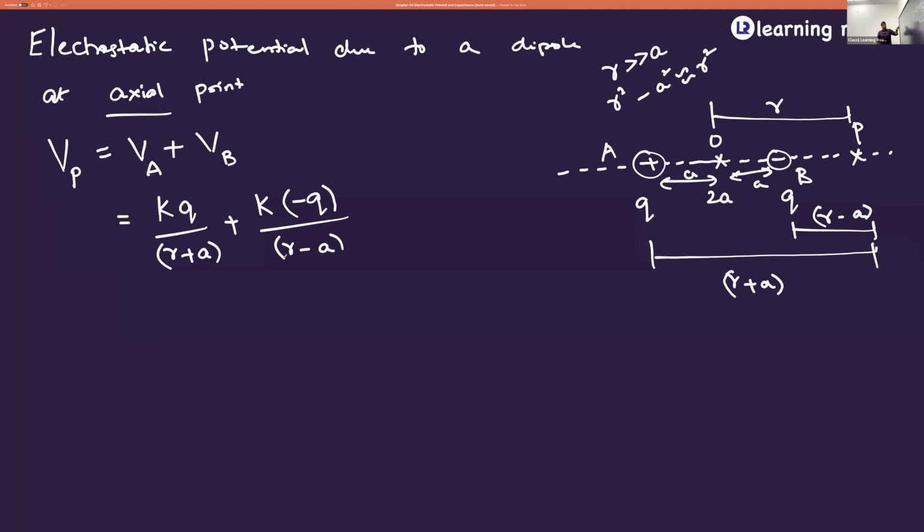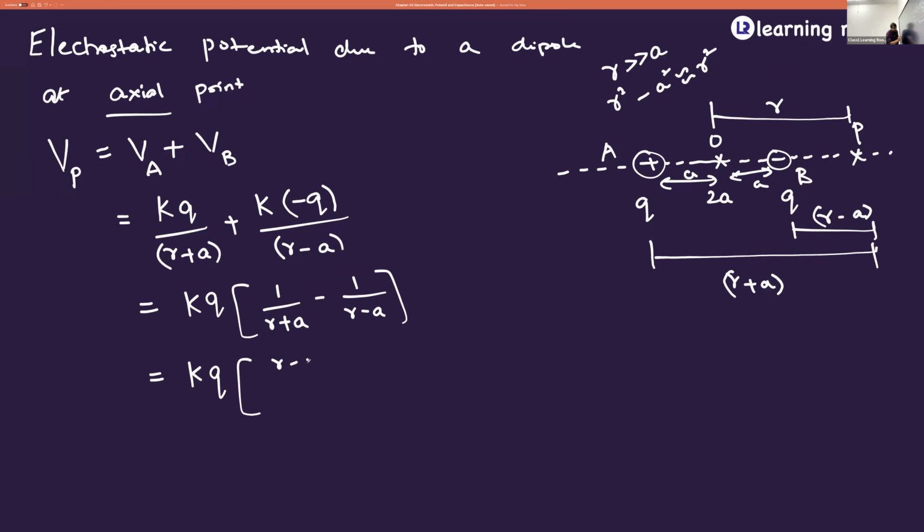So if you observe, KQ is common in both, right? So can I write this as KQ into 1 divided by R plus A minus 1 divided by R minus A, right? I've taken this minus sign outside. It is minus 1 by R minus A, right? Now I'm going to take the LCM. So it is going to be KQ multiplied with R minus A minus R plus A, the whole divided by R plus A into R minus A, which is R square minus A square, right?